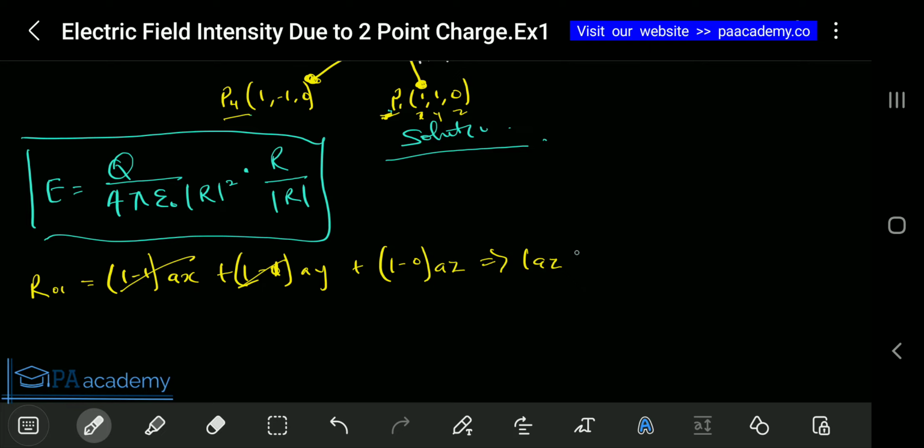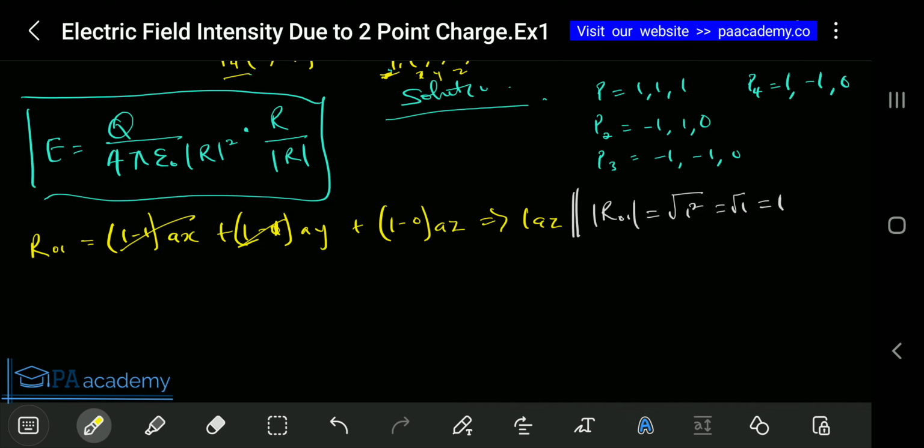So for us to get the magnitude, that will be the magnitude of R01. That will just be the square root of 1 squared, and 1 squared is just 1. So you're having the square root of 1, and that will also give us 1. Alright, so let's calculate that for R02. I've gone ahead to write out the coordinates for P2, P3, P4, so that you can make reference to them easily as we proceed.